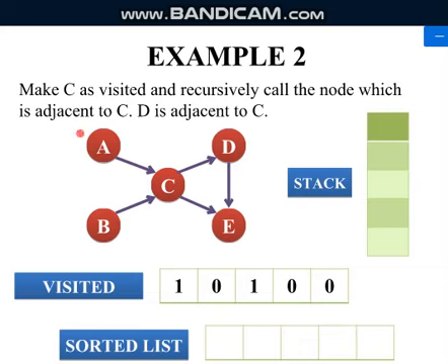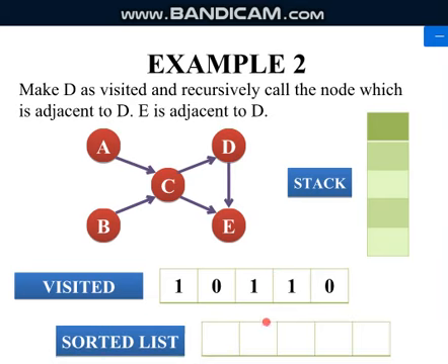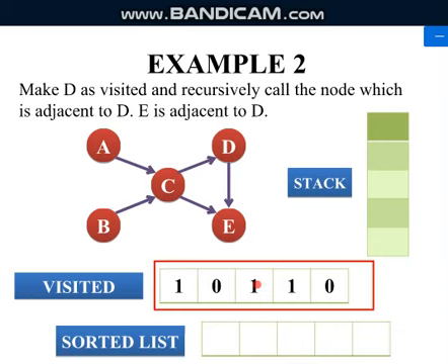Now again, we make C as visited, and from C you check which node can be called. From C, in the order, it will call D. Then again make D as visited. If you see the visited array, from A we reached C, from C we reached D, and from D you have an out degree to E, so we will reach E.